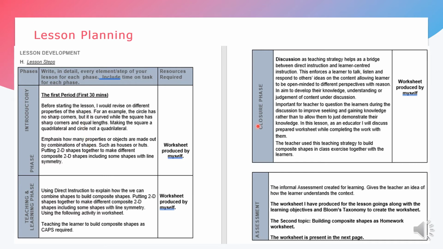So let's carry on. Emphasizing how many properties of objects. Properties of objects made in combination of shapes, such as houses or huts. Like, where do you find shapes all around us? Putting 2D shapes together to get different composite 2D shapes, including shapes with lines of symmetry.